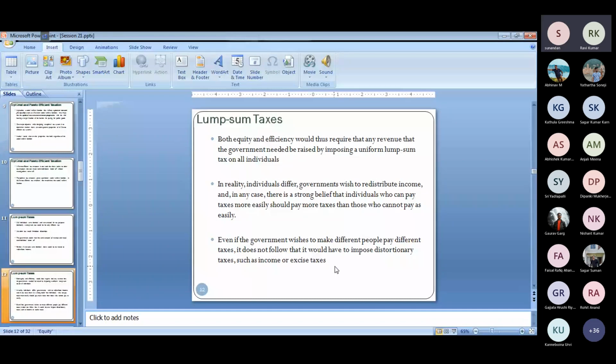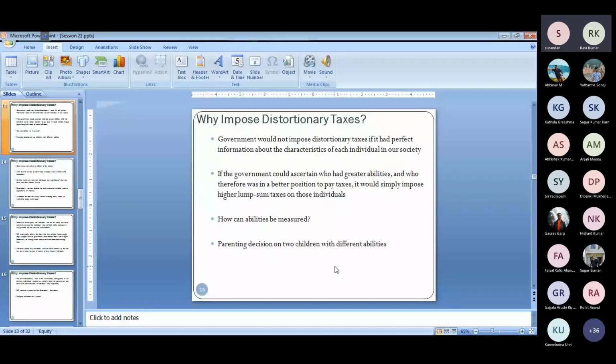Now, if I want every individual to pay different taxes, it might not necessarily be distortionary. I should just equate the marginal benefit to the tax share, the Lindahl one. It's not required to impose some income or excise tax, which are distortionary taxes, right? Now, here comes the idea of the ability part. The government needs to ascertain who is more able to pay taxes rather than the situation where it imposes larger taxes on certain individuals. So how can I measure the abilities of individuals?